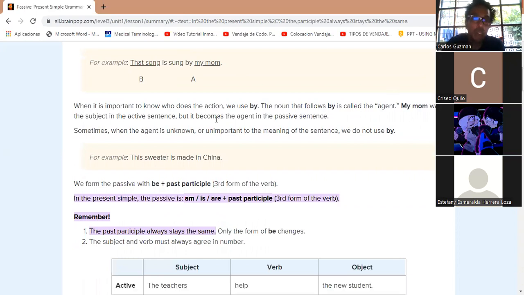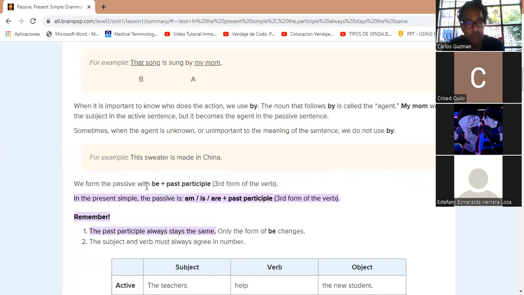When is it important to know who does the action? When it's important to know who does the action, we could use by, just like some of you already used by in your examples, right? Without even knowing. So the noun that follows by is called the agent. My mom was the subject in the active sentence, but becomes the agent. Not really that important, right? Just concentrate on the use of the present simple with the passive and the passive voice.